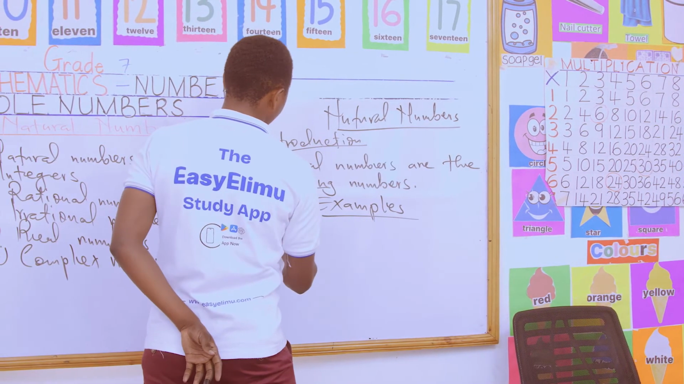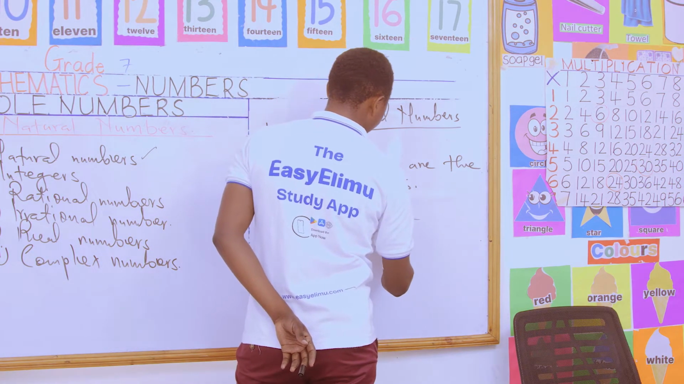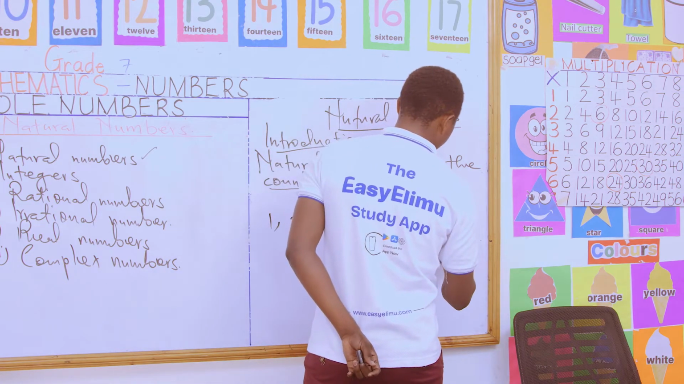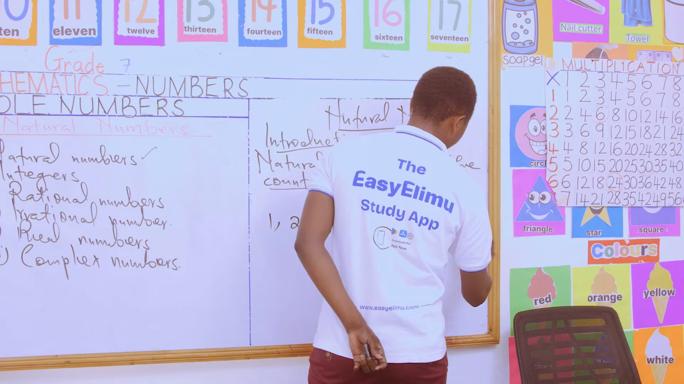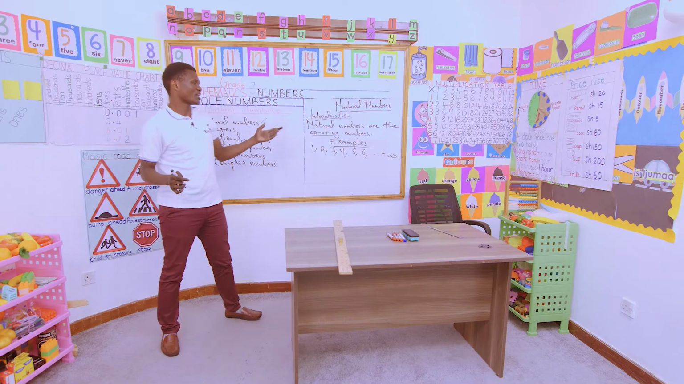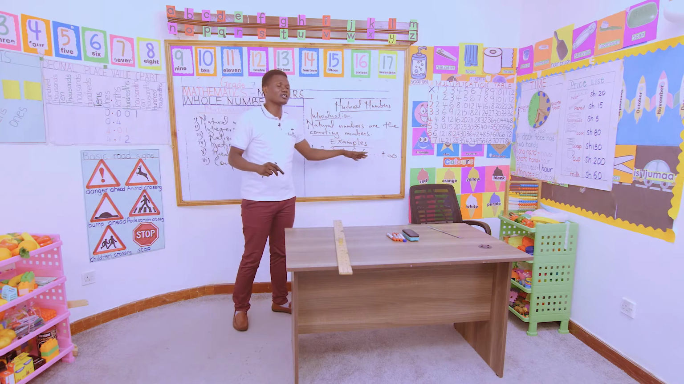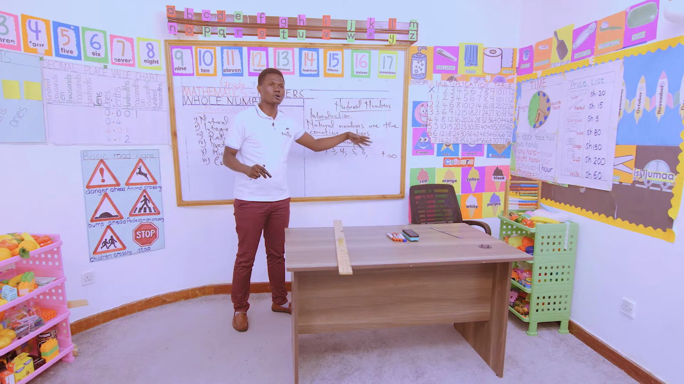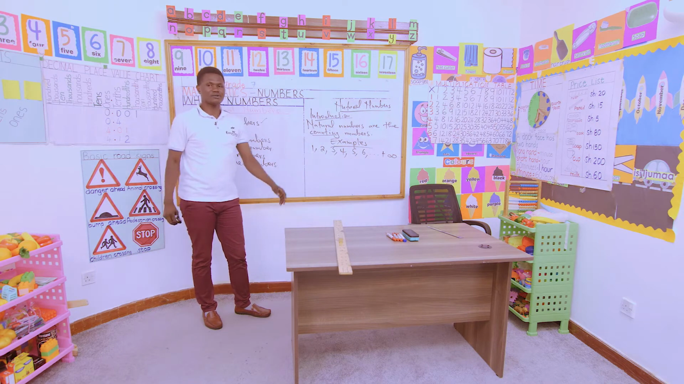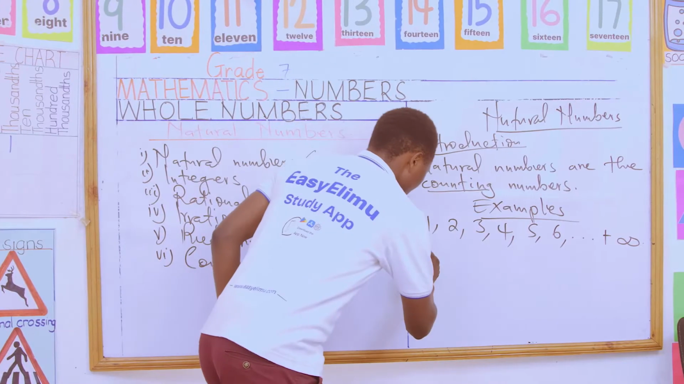So we can have 1, 2, 3, 4, 5, 6, all the way up to positive infinity. In other words, you cannot have a particular last number. This list is not terminating. It is infinite. It goes on and on and on forever. So all those numbers are natural numbers. Are we together? Good.